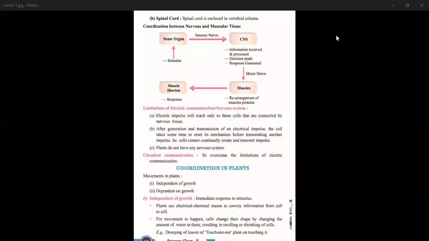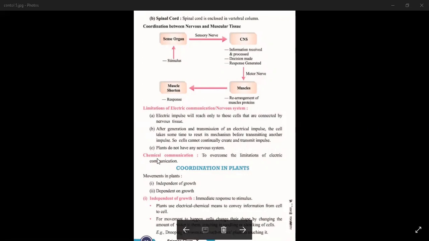Hello students, let's begin with the chapter Control and Coordination of class 10th biology. In the earlier video, we have discussed the protection of brain and spinal cord and the limitation of the nervous system. Now, today we will discuss coordination in plants.